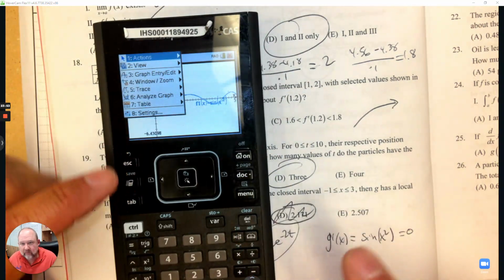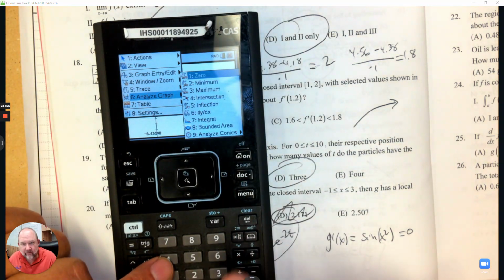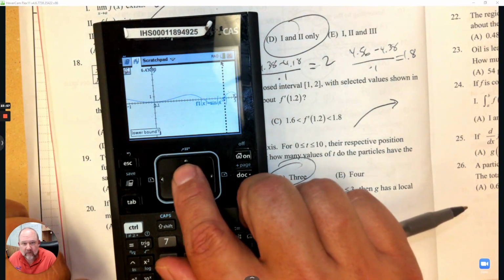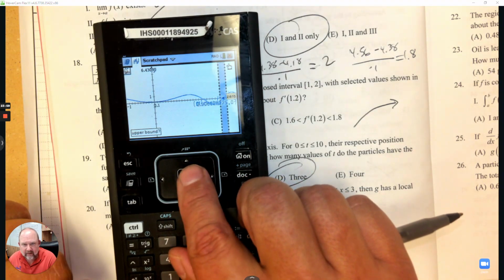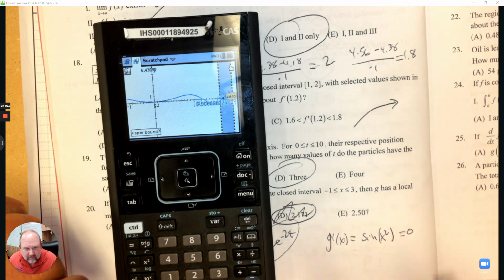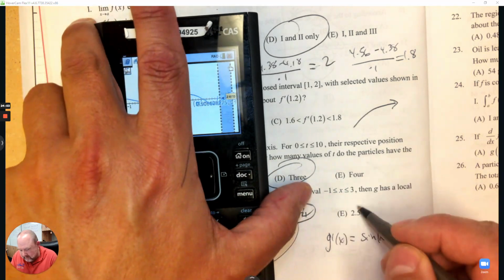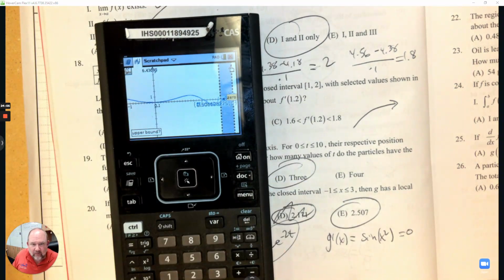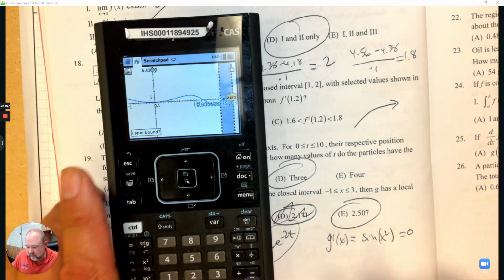So I'm going to go menu, analyze the 0. And I want to know what that 0 is right there. Highlight over it, and I get 2.506. That's this one right here. 2.506. Round it to 2.50.